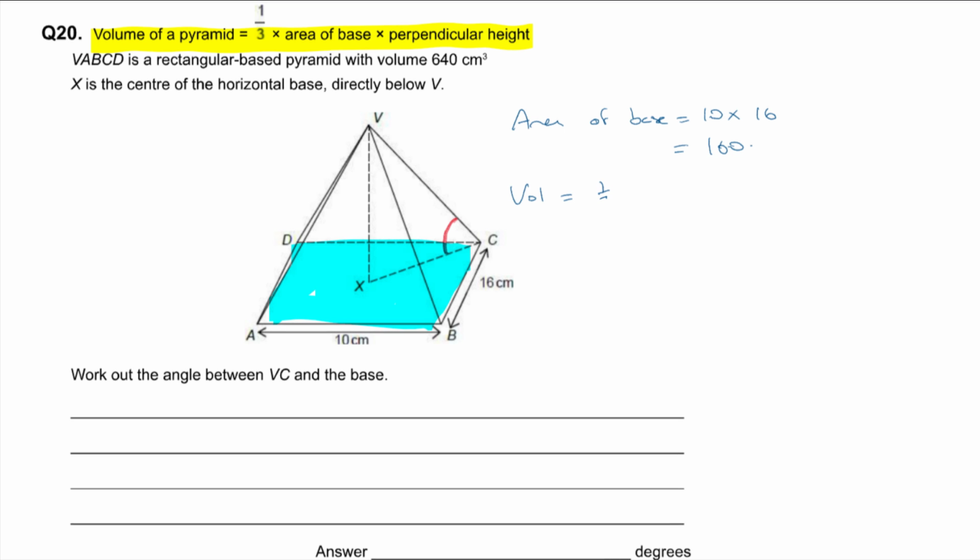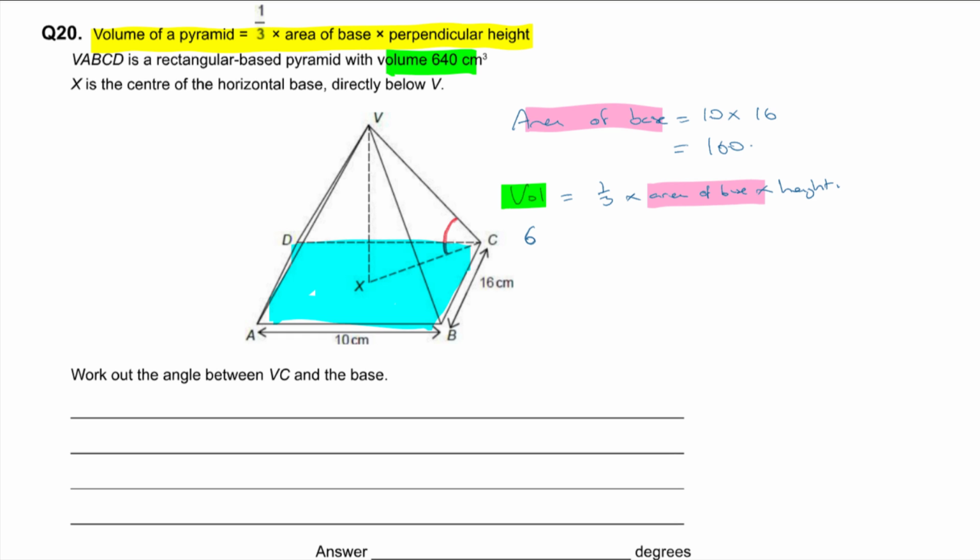Okay, and then we know that the volume is 1/3 of area of base, which we just found, times the perpendicular height. Now we know the volume. It was given here, so we know that the volume is 640. We know the area of the base because we just worked it out. We know what 1/3 is, and that just leaves a height, so we can use this then to find the perpendicular height of the pyramid.